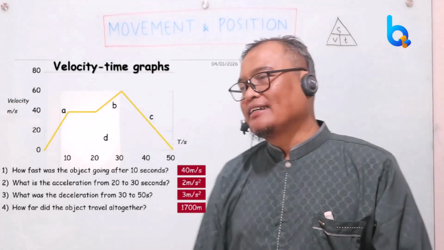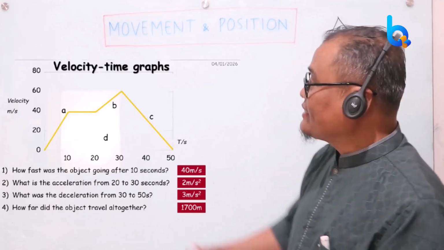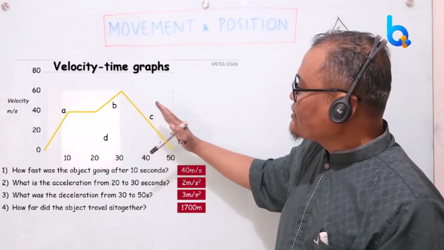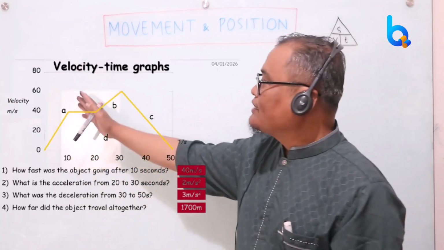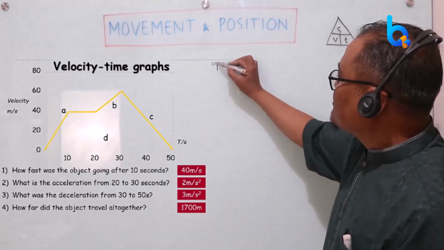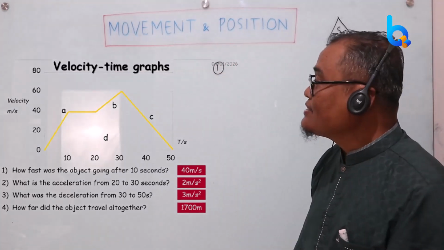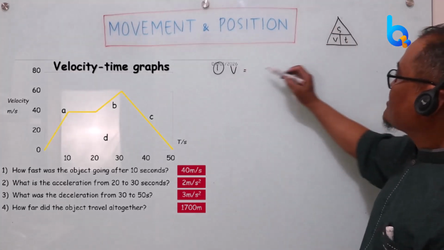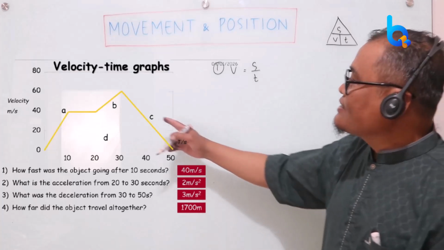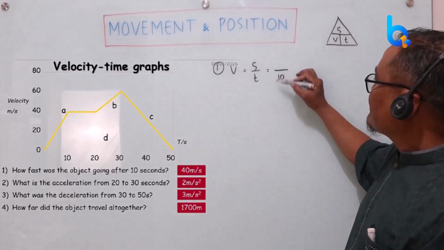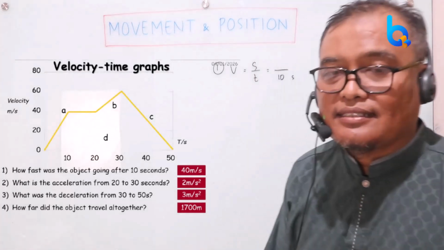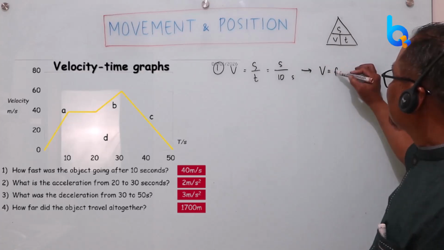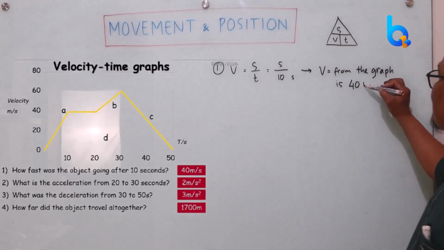Okay, we continue talking about the velocity-time graph. We can see from the right side, this is the x-axis, which is time, and the vertical axis is velocity in meters per second. We discuss number 1. How fast was the object going after 10 seconds? After 10 seconds, T is 10 seconds. From the graph, the velocity is 40 meters per second.